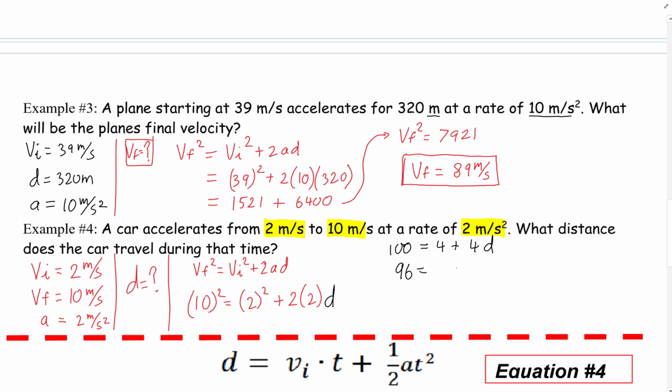96 is equal to 4d. And d is going to equal... sometimes people get 92 here by subtracting. It's supposed to be 96 over 4, which is 24 meters. Box off your answer. There is a great solution.